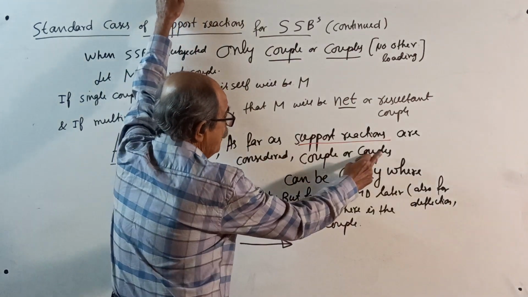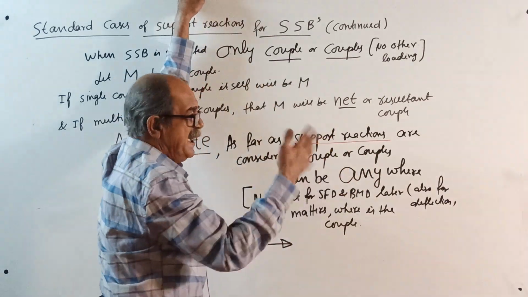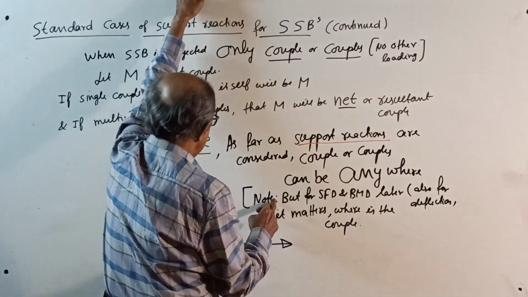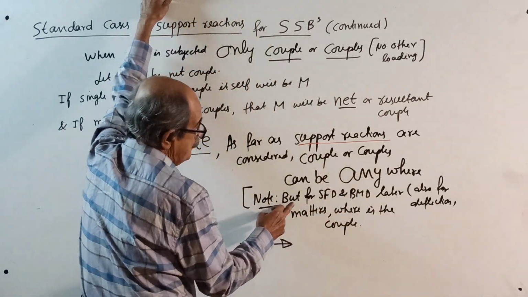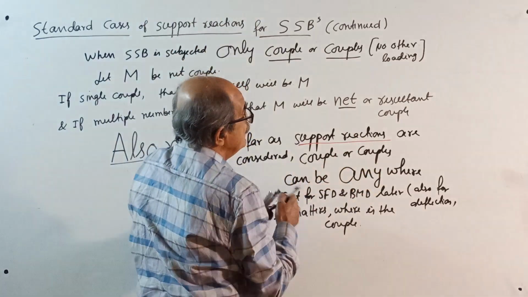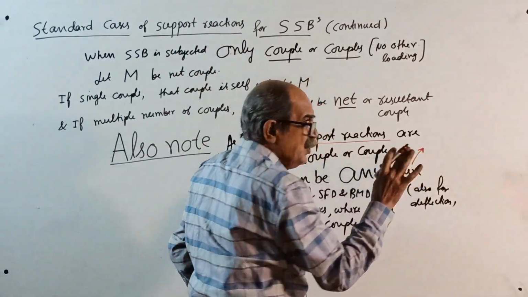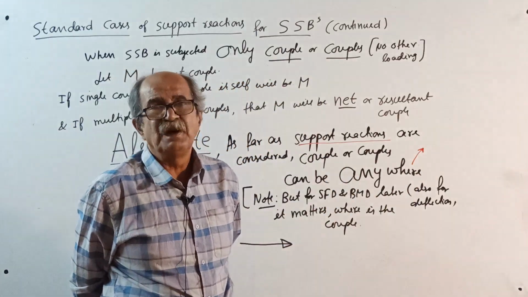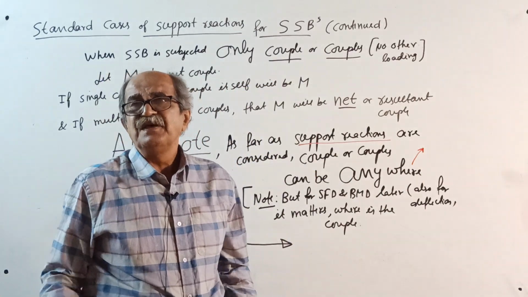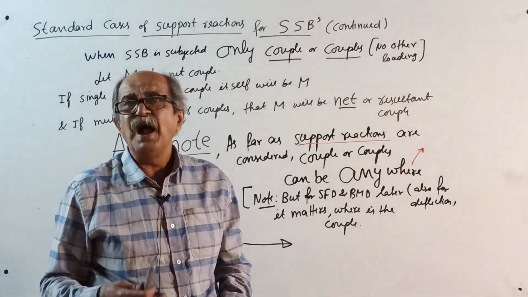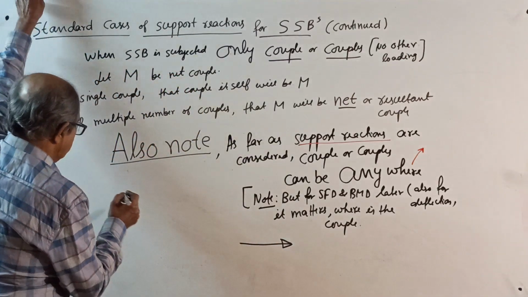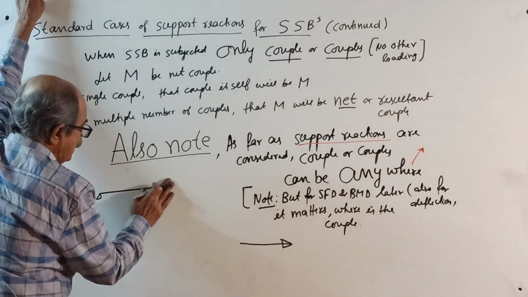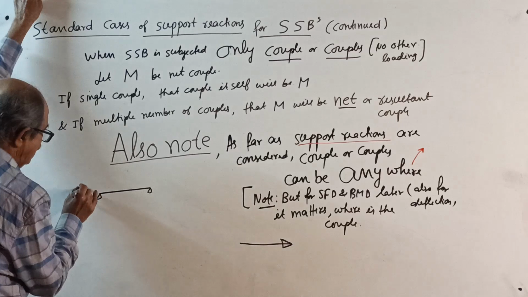The couple or couples considered can be anywhere. That means you can write it here. It does not matter where the couple or couples are. It can be at the support, it can be at the center, it can be eccentric, whatever it is. See, I will draw one sketch here: a simply supported beam. Only couple means it can be here.